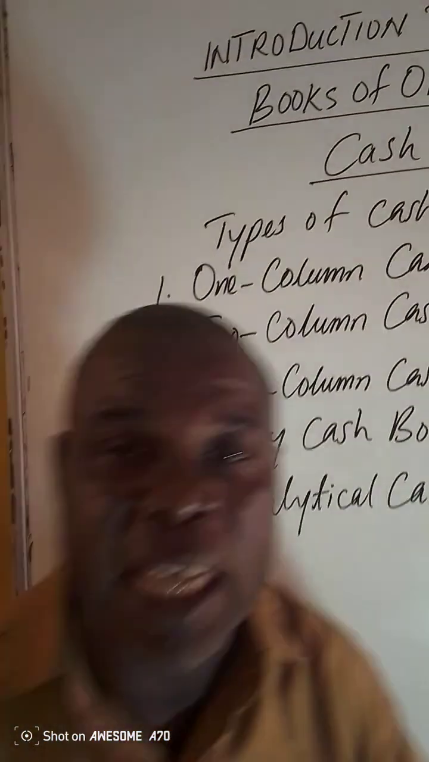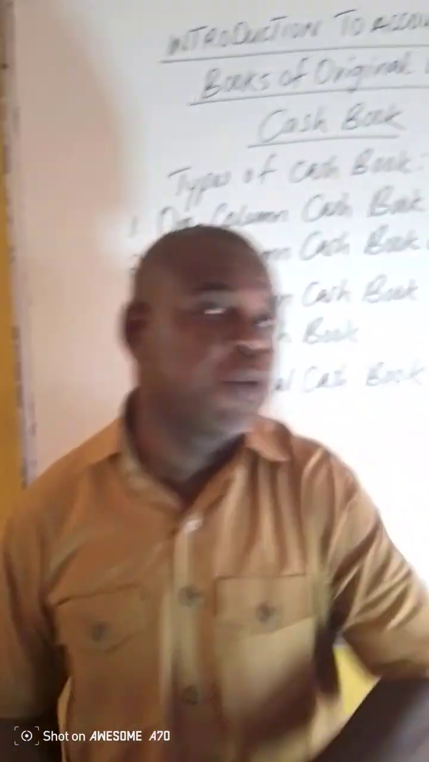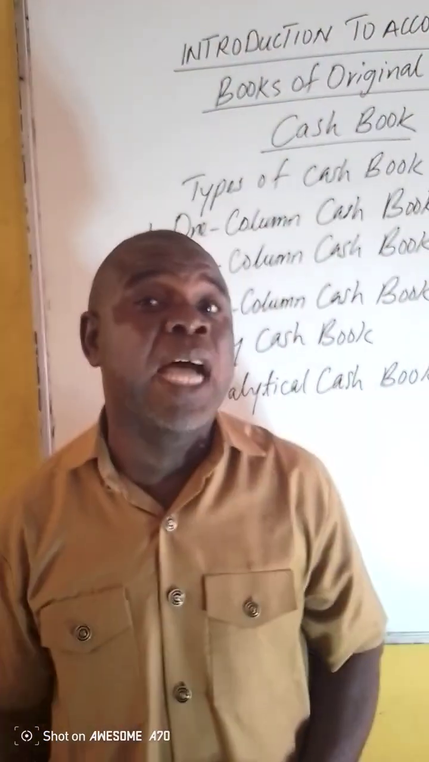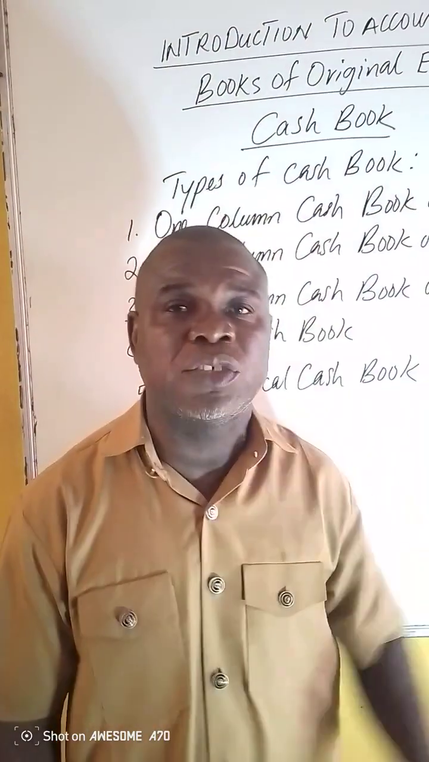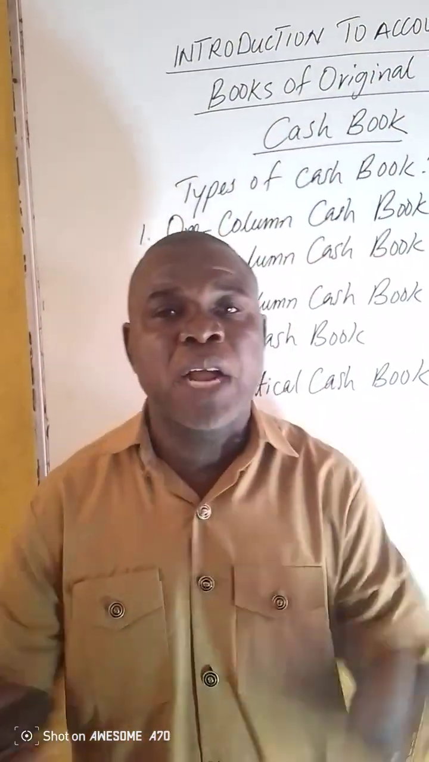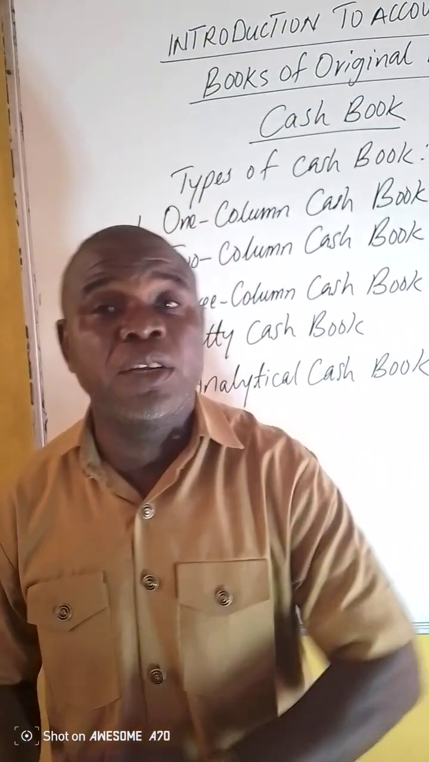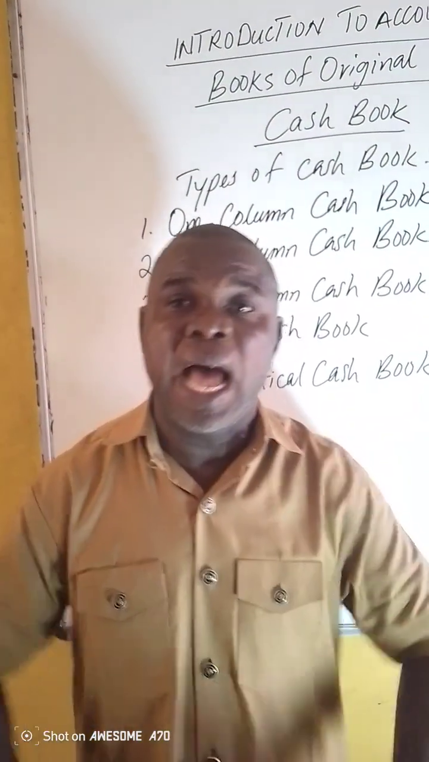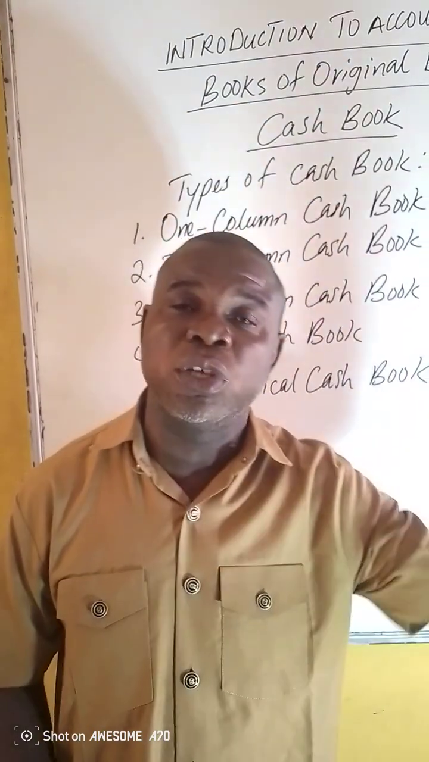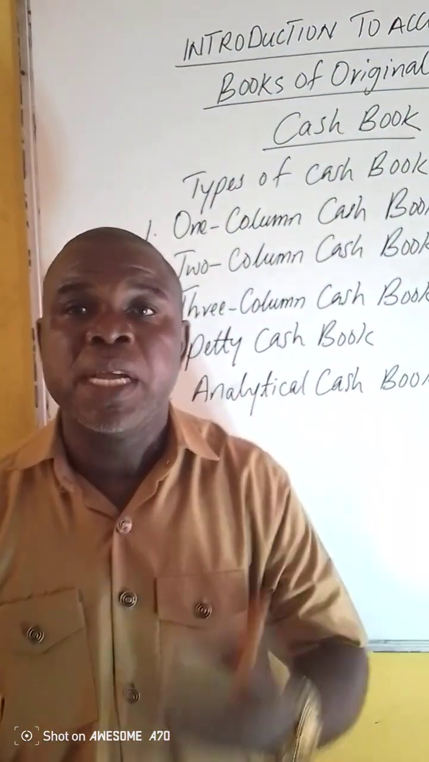What is a CASHBOOK? I think I defined CASHBOOK in the previous video, that a CASHBOOK is a book of original entry as well as a ledger into which all cash transactions, cheques received and cheques paid are recorded. All cash transactions, including cheques received and cheque payments, are recorded in the CASHBOOK, and also discount received and discount allowed in the case of the 3-column CASHBOOK.